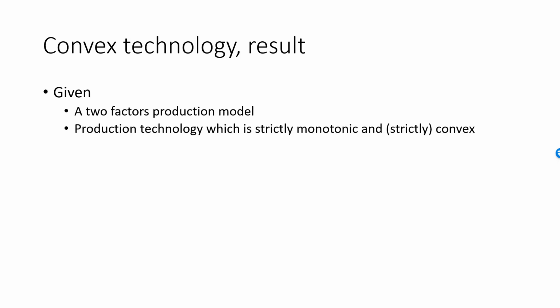We have some results that will follow if technology is strictly monotonic and convex or strictly convex. These are very similar to the results we found in consumer theory. Actually, I have just made a copy of the slide convex preferences result and made a few changes. So now we have a 2 factors production model and technology is strictly monotonic and either convex or strictly convex. We know that a given isoquant is the graph of a function g where x2 is g of x1. We have the following results.